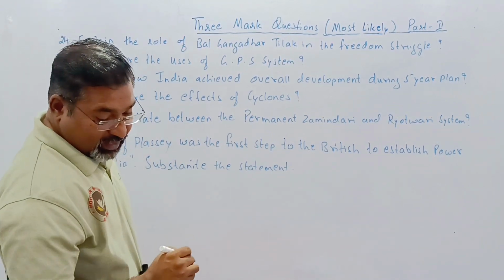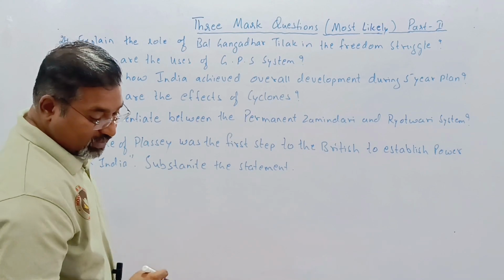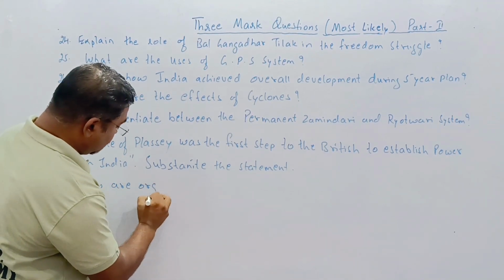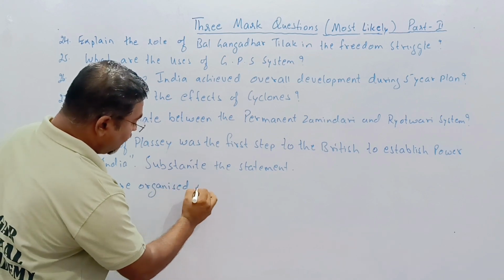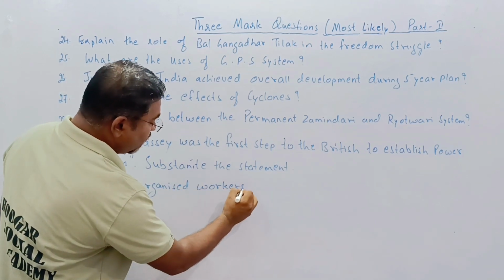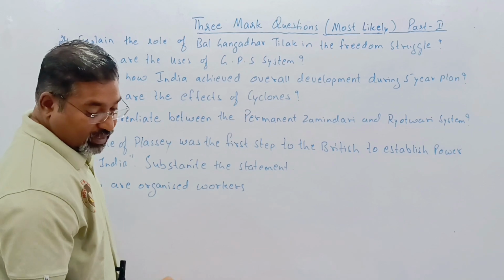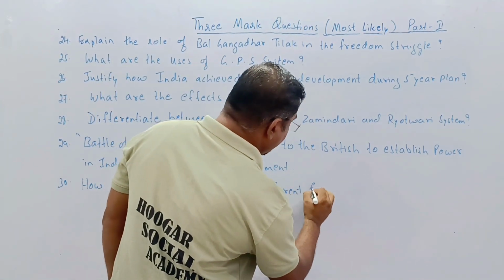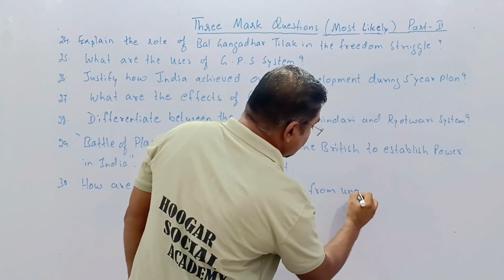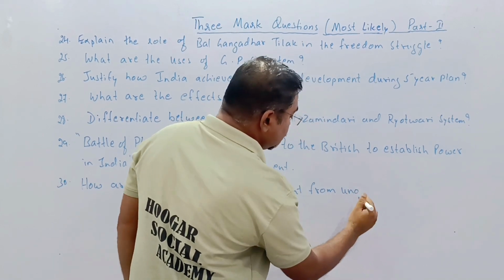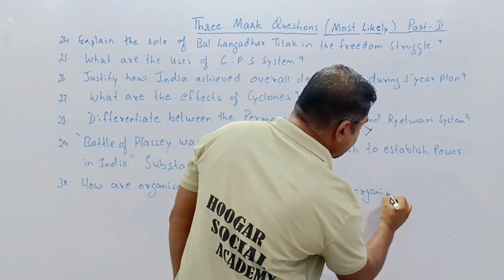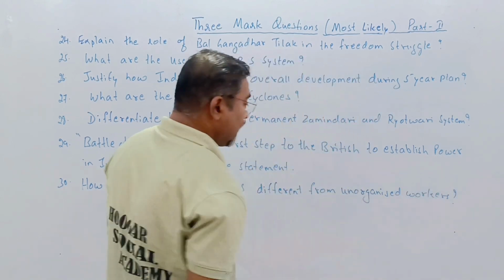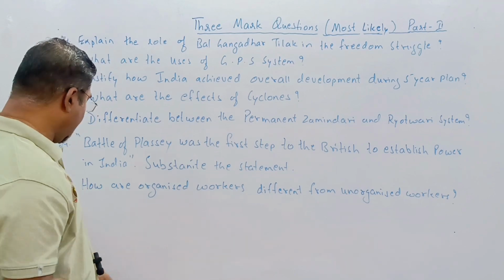Our 30th question, what does it ask? The 30th question is again, differentiate: how are organized workers different from unorganized workers?